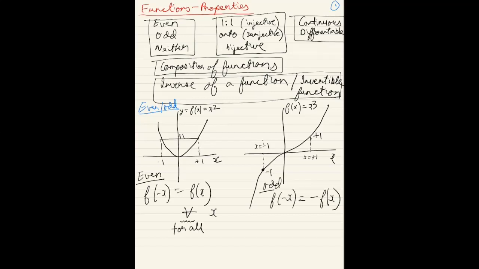While f of minus x is equal to minus f of x makes it an odd function. And you can see why this is the case for x squared. So f of minus x would be minus x whole squared, which is the same as x squared. So it satisfies this property. While over here, f of minus x is minus x whole cube, which is minus x cube, which again satisfies this property. So this is the central idea about even and odd functions.